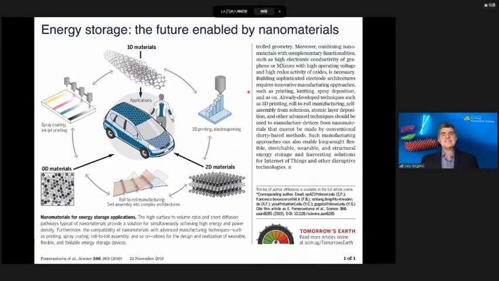Let me take a step back again and discuss why we care about nanomaterials in energy storage. You hear all the time from media that we need batteries, car batteries, for example, that will charge within minutes.